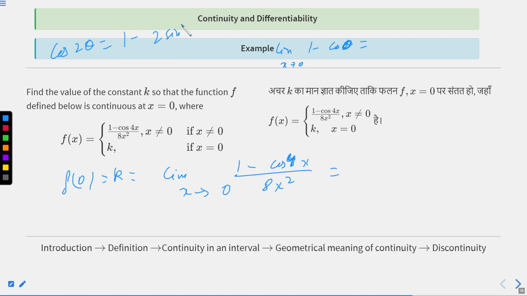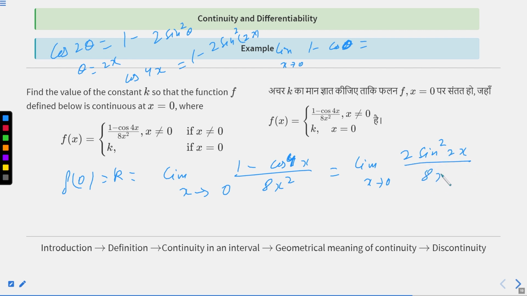If you remember, cos 2 theta is 1 minus 2 sine square theta. So if theta is equal to 2x, then cos 4x will be 1 minus 2 sine square 2x. From here I can replace, so this will be 2 times sine square 2x. Yes or not? This will be 2 times sine square 2x.